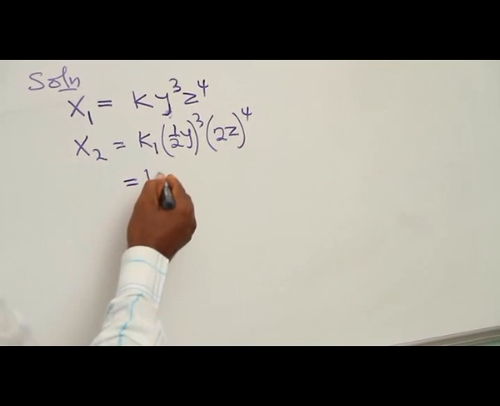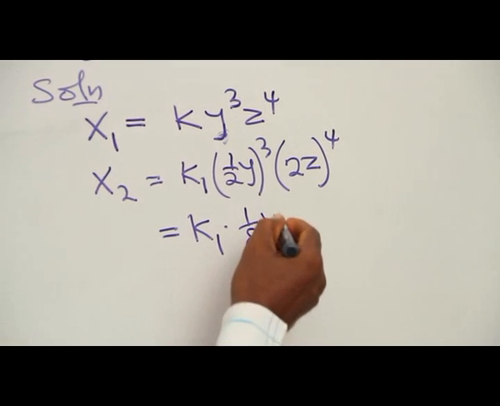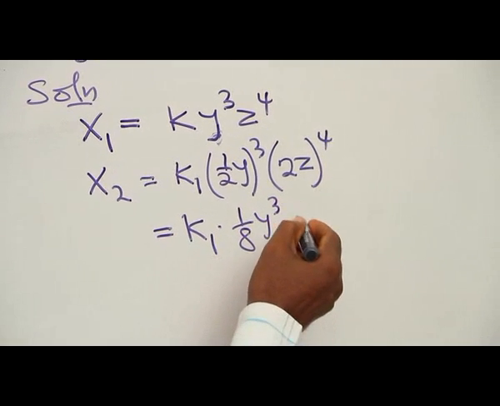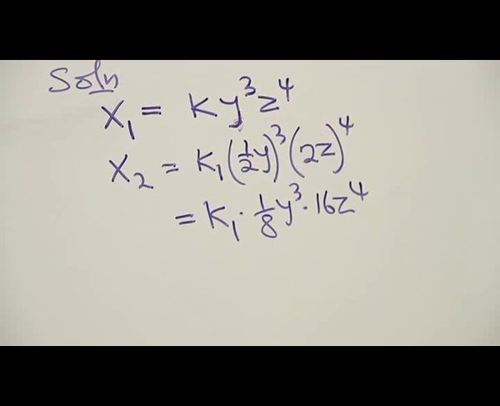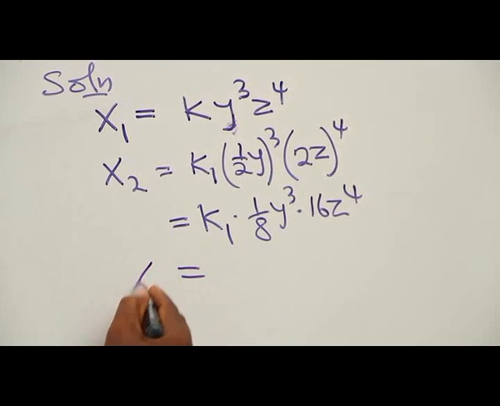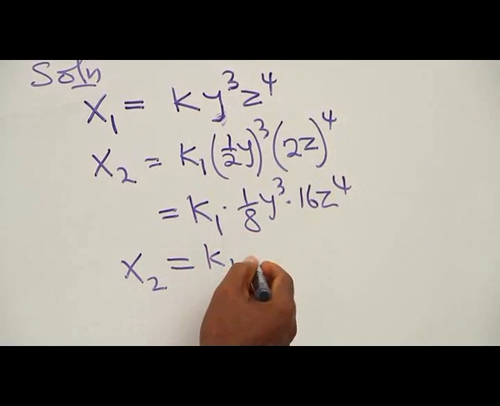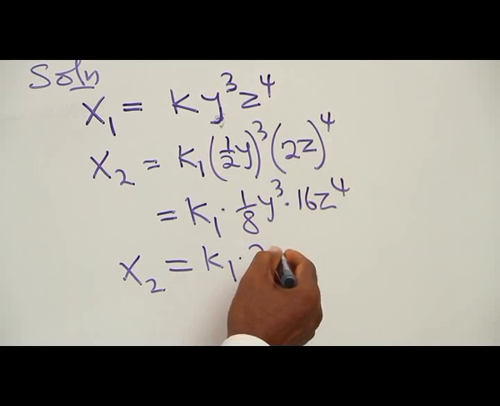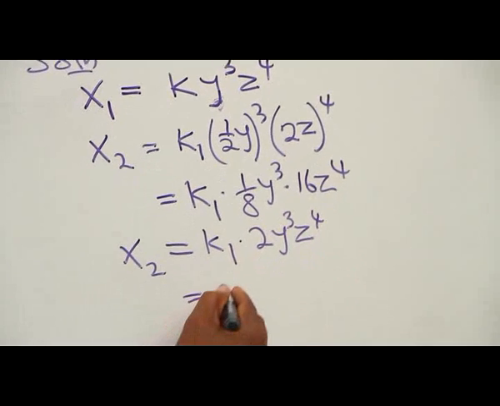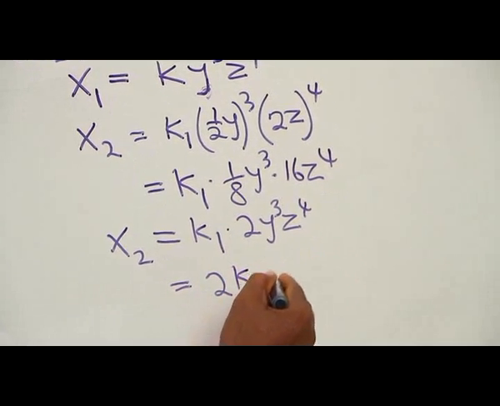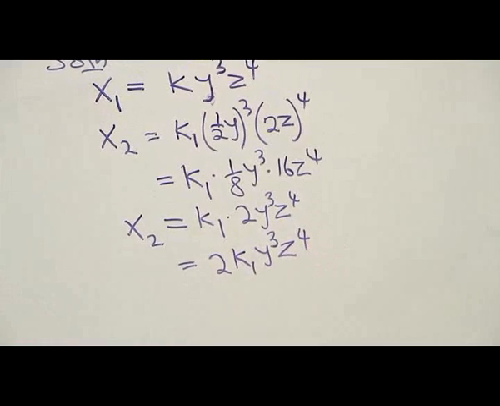If you simplify this, you have K1 times 1 over 8 Y cubed times 16 Z raised to power 4, because 2 raised to power 4 is 16. This will also simplify to K1, 8 cancels 16, that will be 2 Y cubed and Z raised to power 4. In other words, we have 2 K1 Y raised to power 3 and Z raised to power 4.